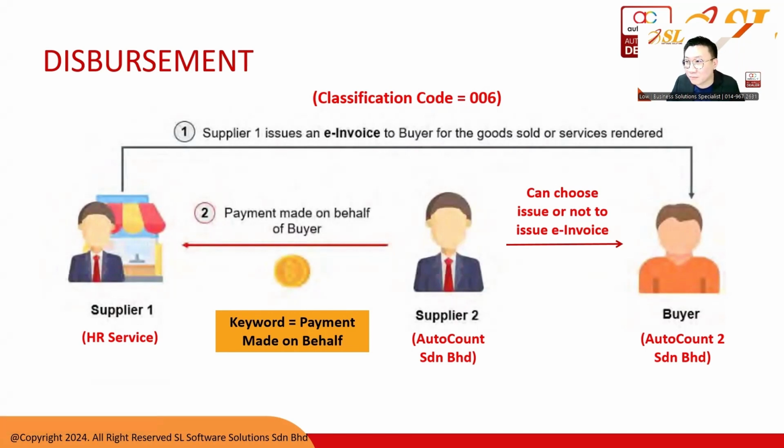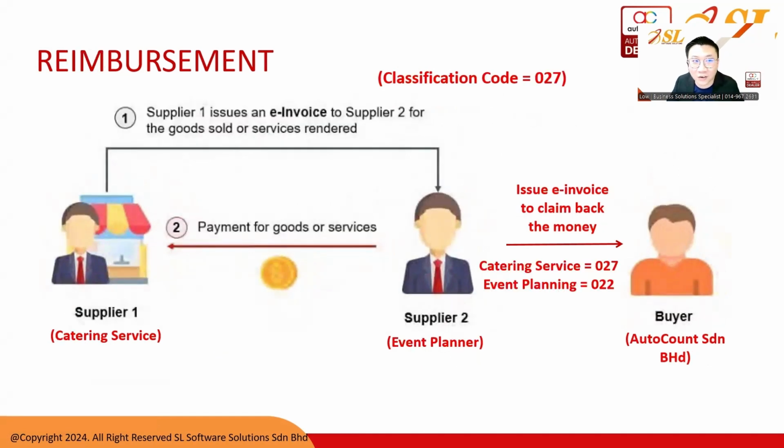But if your boss or your accountant says, hey, I need a document to support this payment, then you just issue an invoice. But for the classification code, don't put 022. You put 006. And then the second scenario is reimbursement.